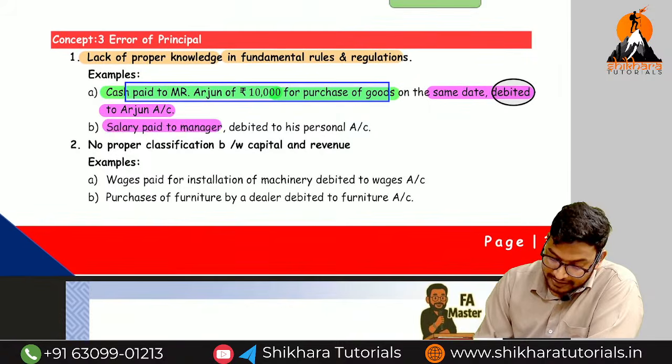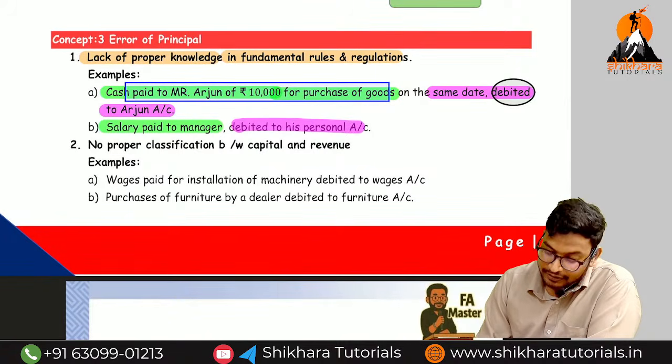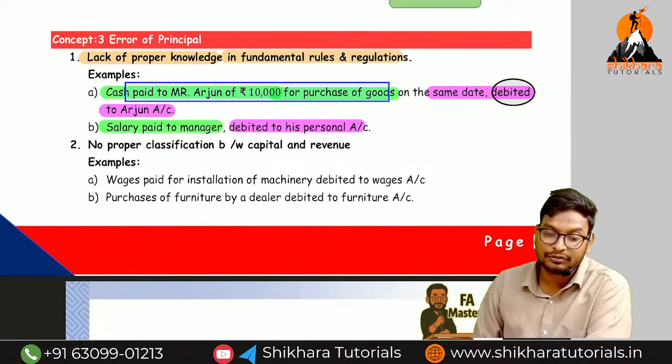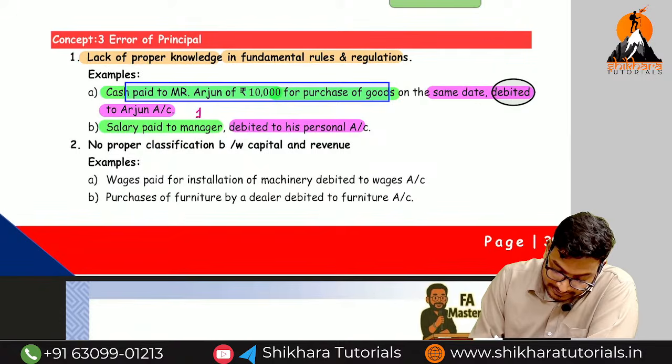Salary paid to manager. This is the normal trend. Right or wrong? This is the right one. Salary paid to the manager, and debited to personal account. Debited to personal account means who is the personal account? Manager is the personal account. So here the first part is correct and the second part is wrong.